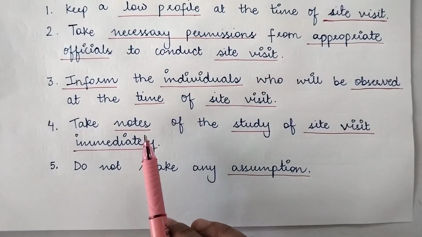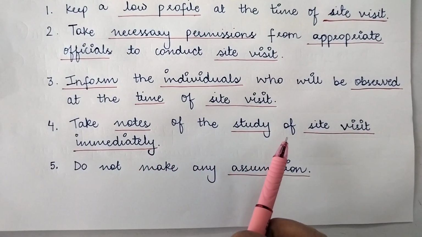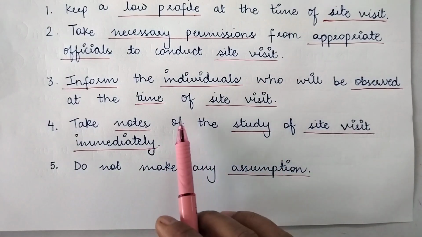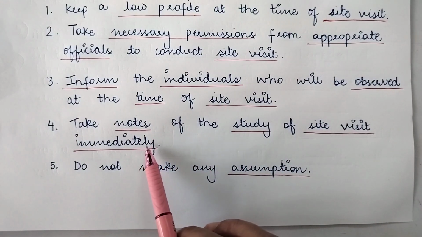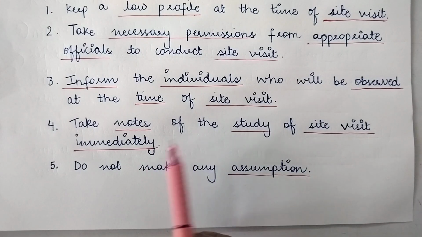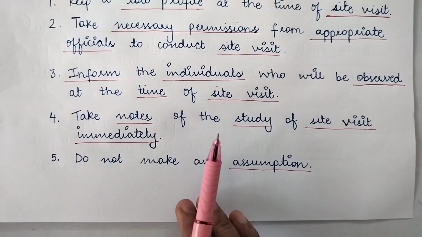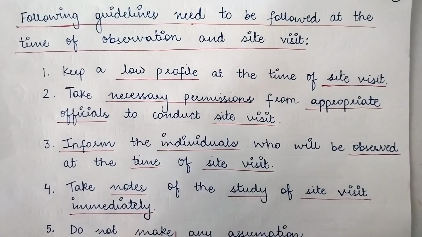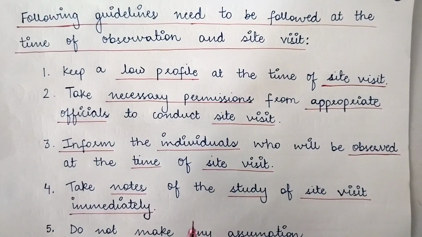The system analyst must take notes of the study of the site visit immediately. Whatever facts are collected during the site visit should be recorded there and then, and nothing should be left for later. And the system analyst must not make any assumptions on his own and should rely only on the data and facts collected during the site visits. So these are the guidelines that the system analyst must follow during site visits.